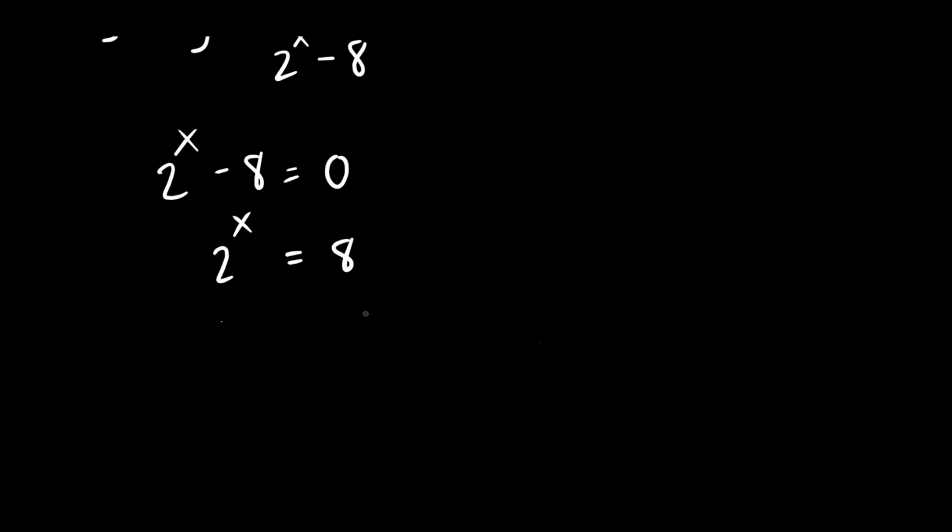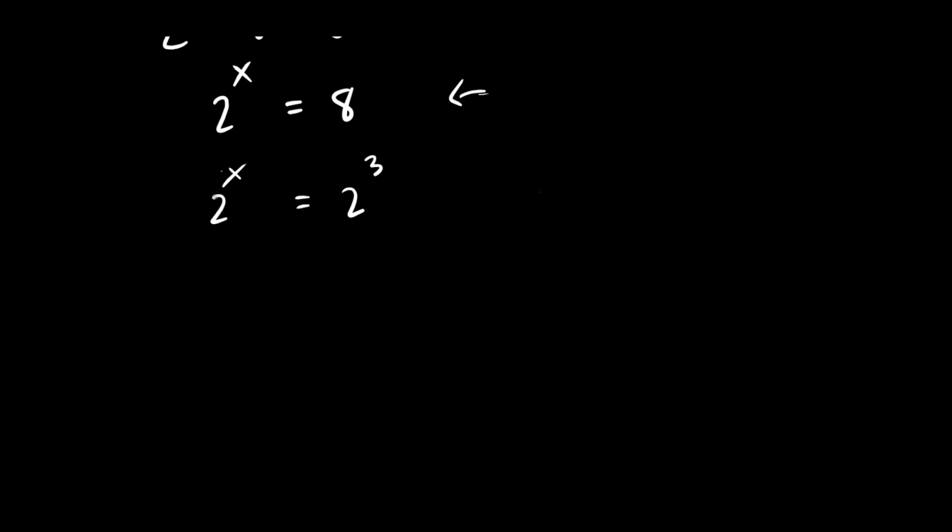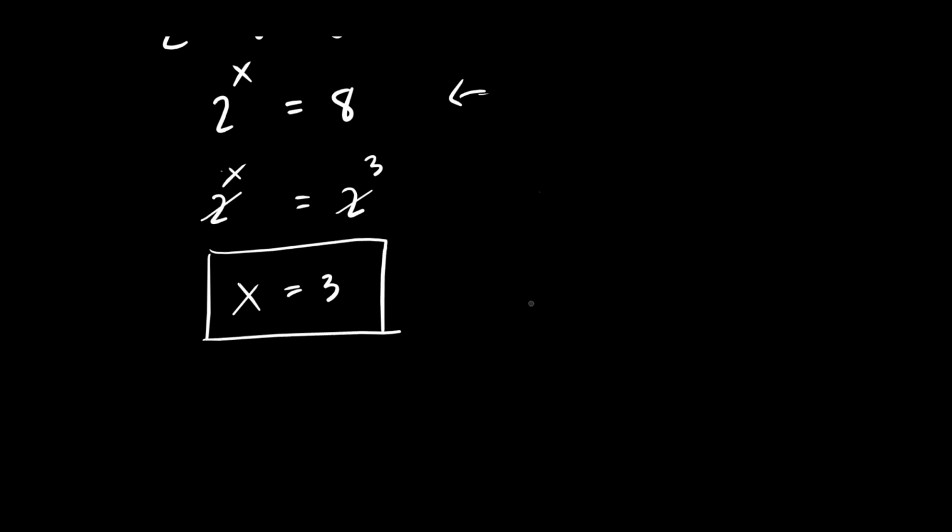We need to have the same base, so 8 is just equal to 2 cubed. So 2 raised to the power of x is equal to 2 raised to the power of 3, right? So we'll cancel both bases, and we'll have x is equal to 3. So this will now be our final answer. The value of x is just equal to 3.